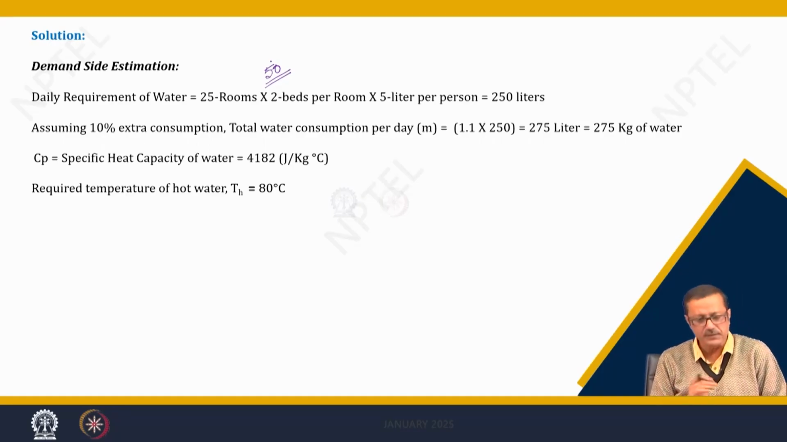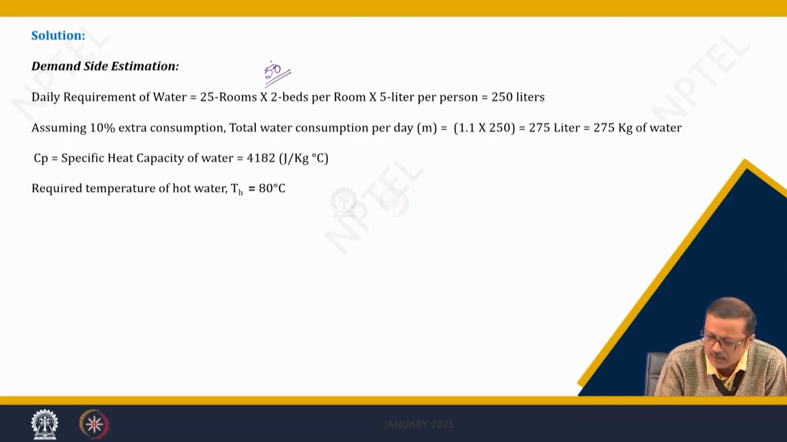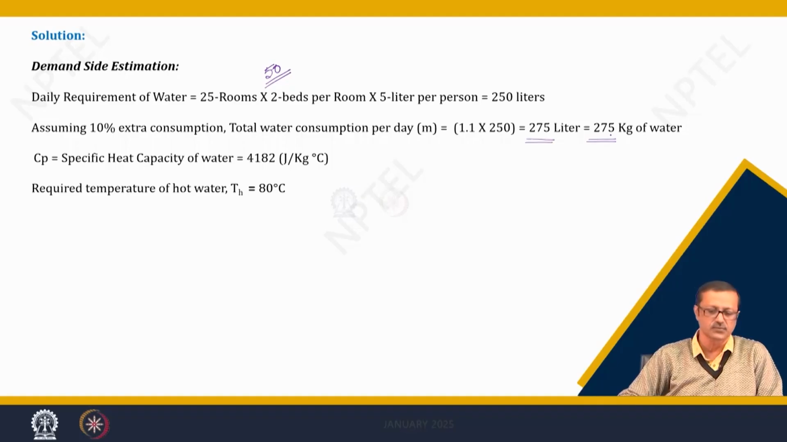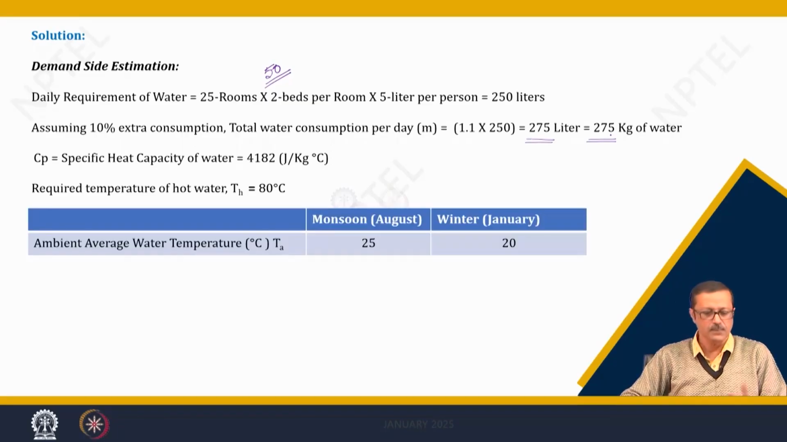I am assuming 10% extra consumption, that is good to do, so I have to prepare for 275 liter per day, which is equivalent to 275 kg of water, because 1 liter is equal to 1 kg. I have Cp as 4182 joule per kg per degree C, and the required hot water temperature is 80 degree C. For both seasons I require 80 degree C, but the ambient temperature is different, 25 and 20 for these 2 months.